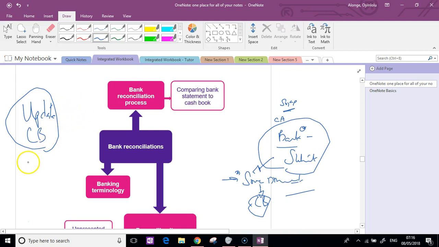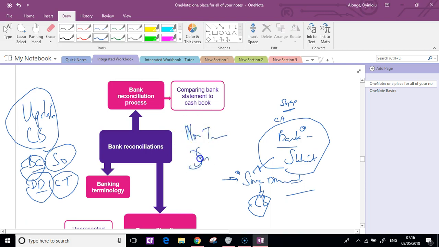Well, your classics are your bank charges, of course, your direct debits, your standing orders, and any credit transfers that you just haven't seen. I know we're living in a digital age now, so it's possible for all this to happen literally at the same time, and you can be updated by your phone. But let's just go back a few years. So the very first step is updating our cash book, and we call these types of differences non-timing differences.